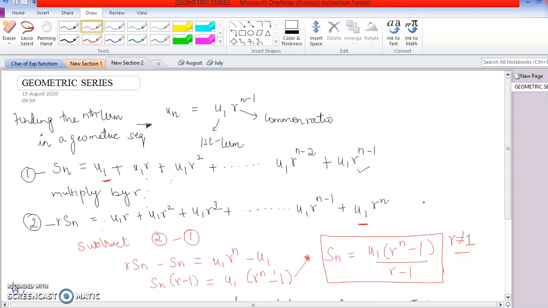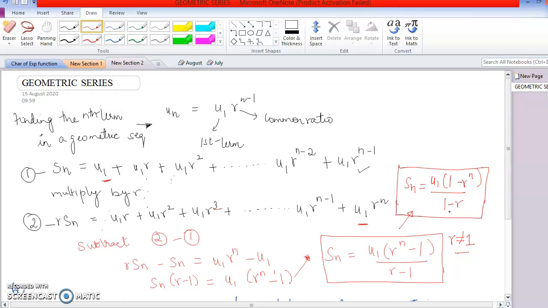There's also one more extension that we can do. If we modify this, we will see that we can also write this formula as Sn = u1(1 - r^n) over (1 - r). Now the formula remains exactly the same. There is not much of a difference here, and you will get the same answers irrespective of whichever formula you use.